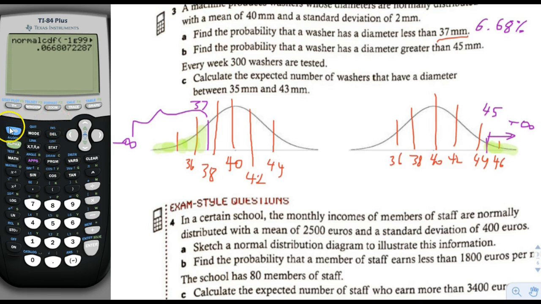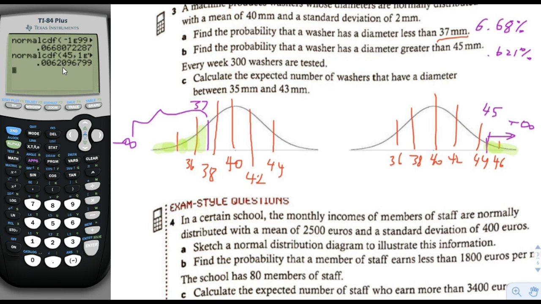So we could do that by doing second dist, normal CDF, and we're going to say 45 and 1 EE 99, which would be positive infinity. And the mean is 40 and the standard deviation is 2. And our percentage would be 0.621%, very small. Okay, or we could just put 0.00621.